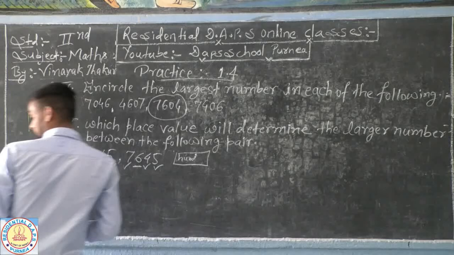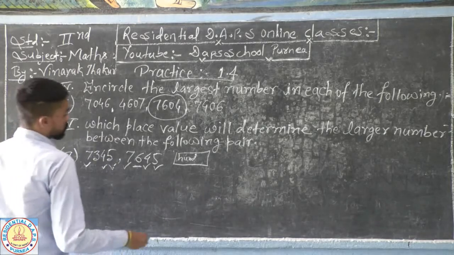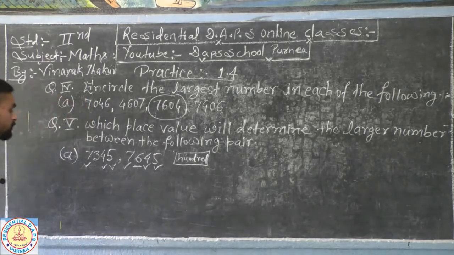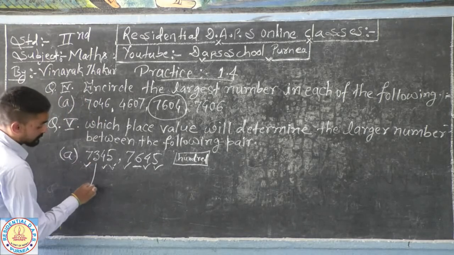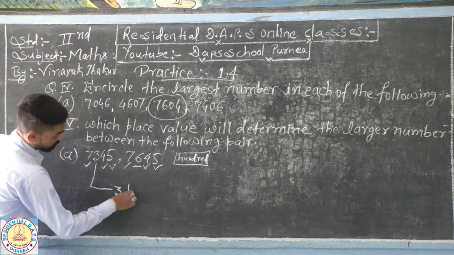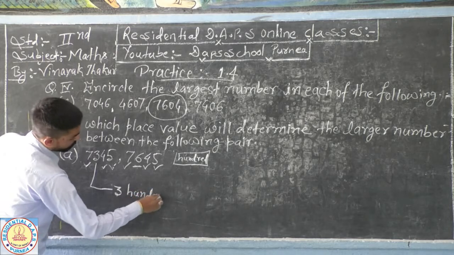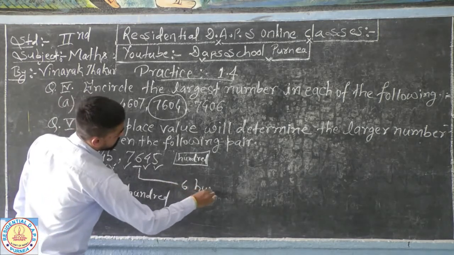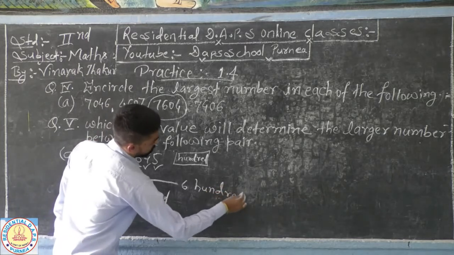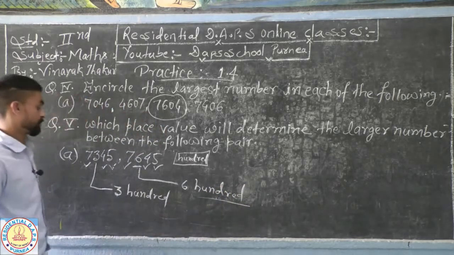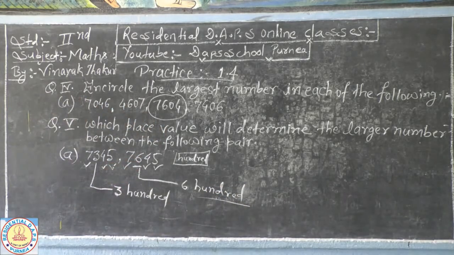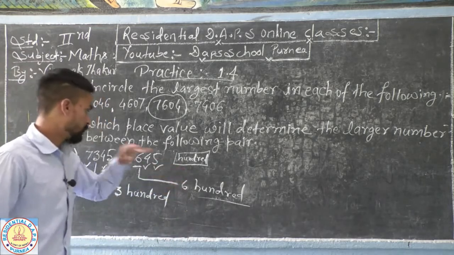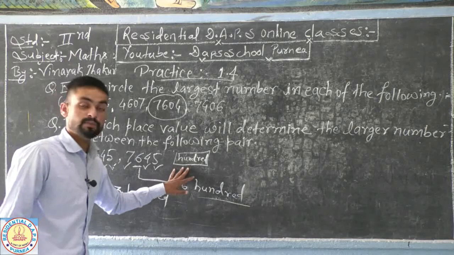In that pair, you need to just put the hundreds place, because the hundreds place means 300 in one and 600 in the other, which is larger. So 7645 is the largest one. So your answer is the hundreds place.